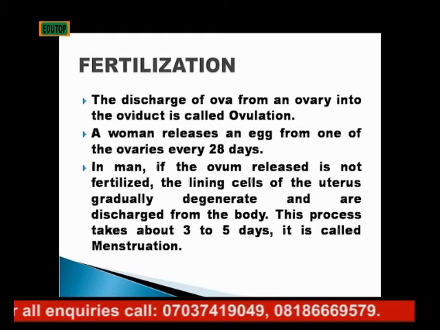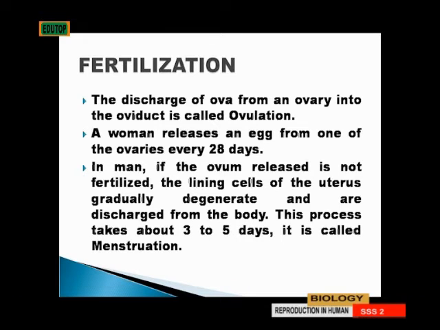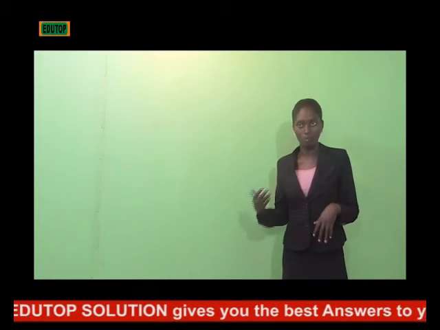You know, sometimes sexual intercourse may occur and fertilization will not occur. So when fertilization does not occur, the lining of the uterus, the lining of the womb, gradually degenerates and is discharged from the body. This process takes about 3 to 5 days. It is called menstruation when the egg is not fertilized. So the lining of the wall degenerates and flows out in the form of blood.